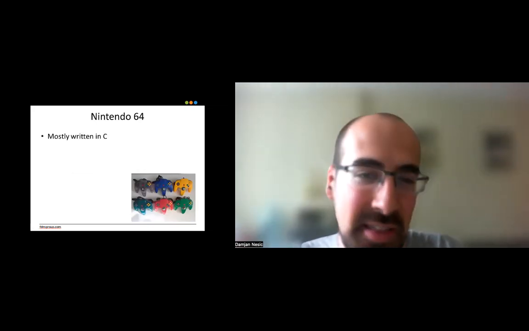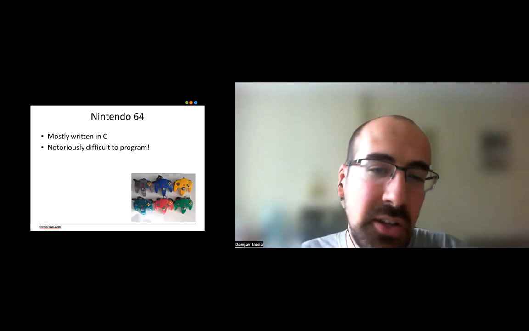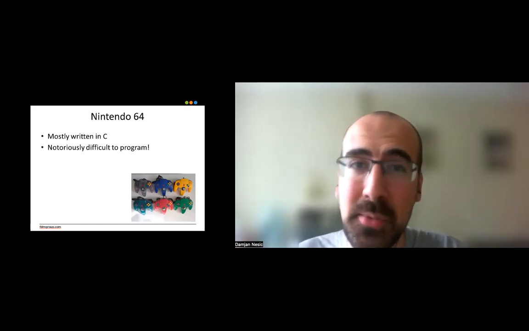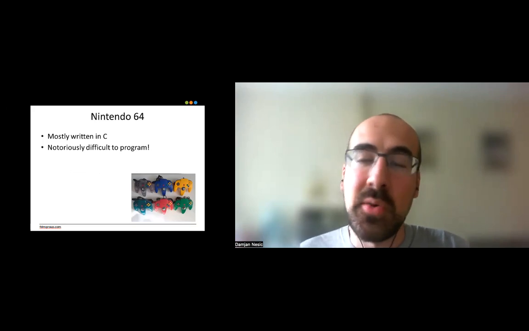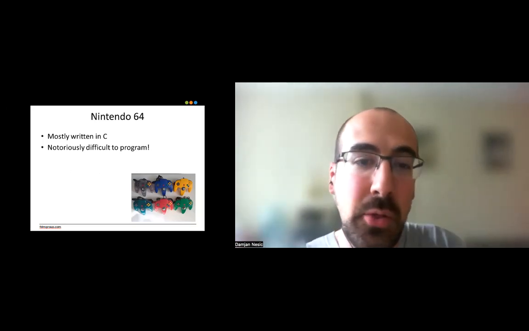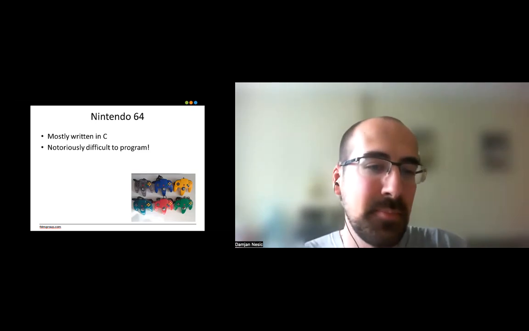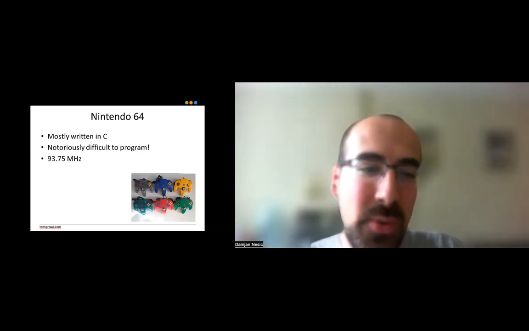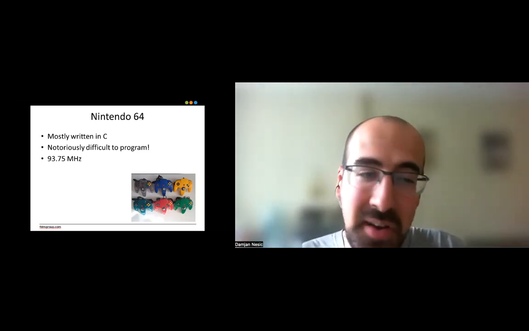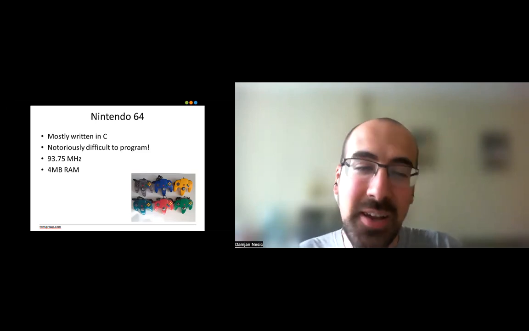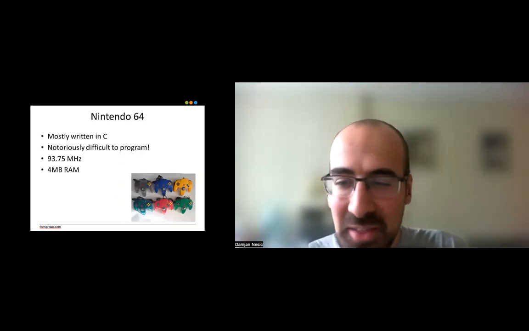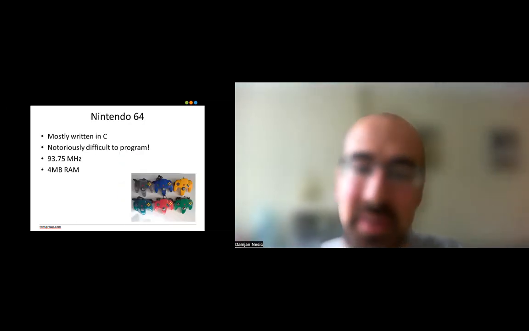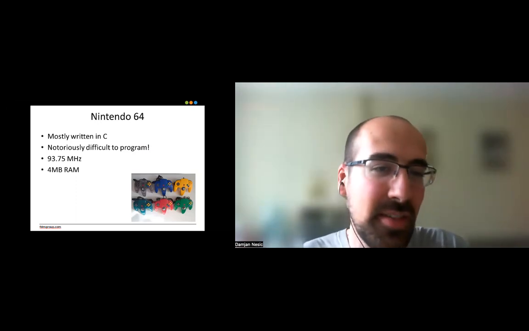It's mostly written in C, notoriously difficult to program. Part of the reason why it had a relatively small library is because Nintendo had trouble getting third-party support. Its processor has a whopping 93.75 megahertz, 4 megabytes of RAM, sorry, not gigabytes, 4 megabytes. So very weak by today's standards, but back in the day, it was a little powerhouse.